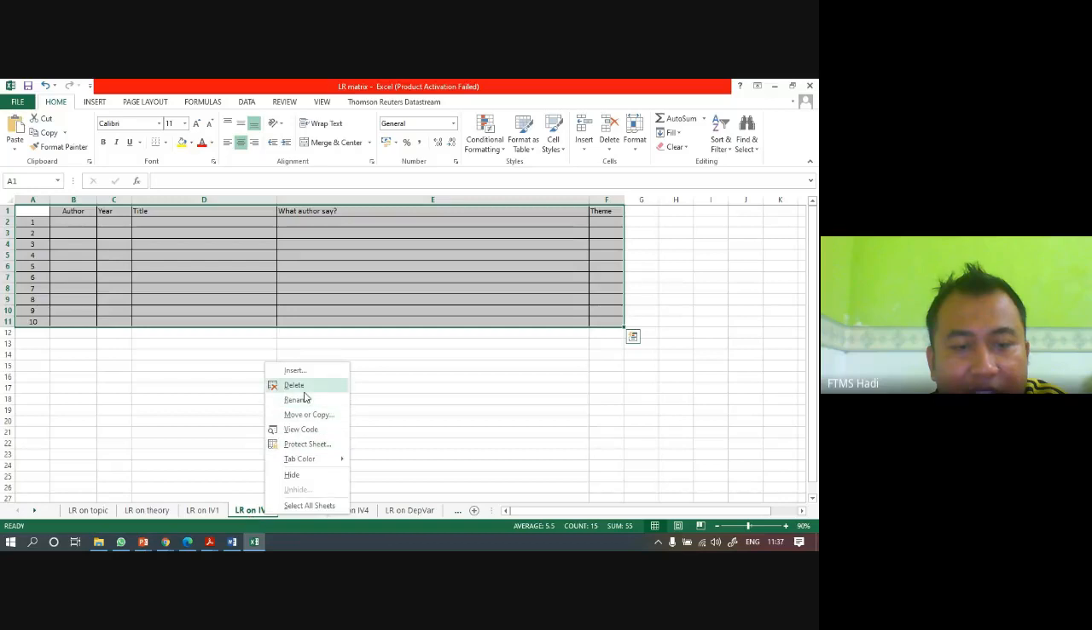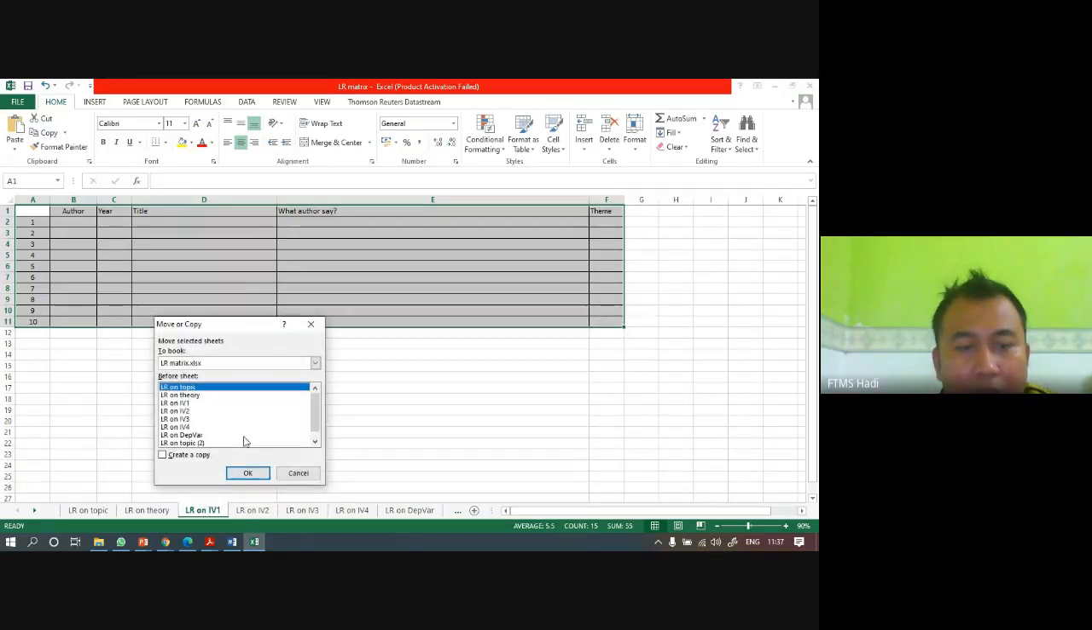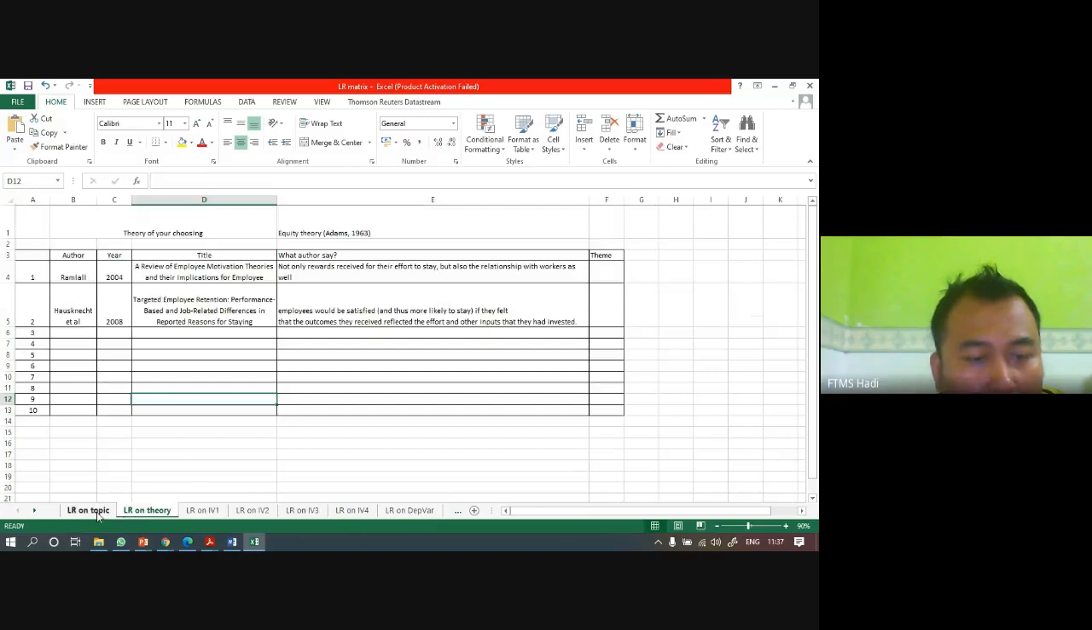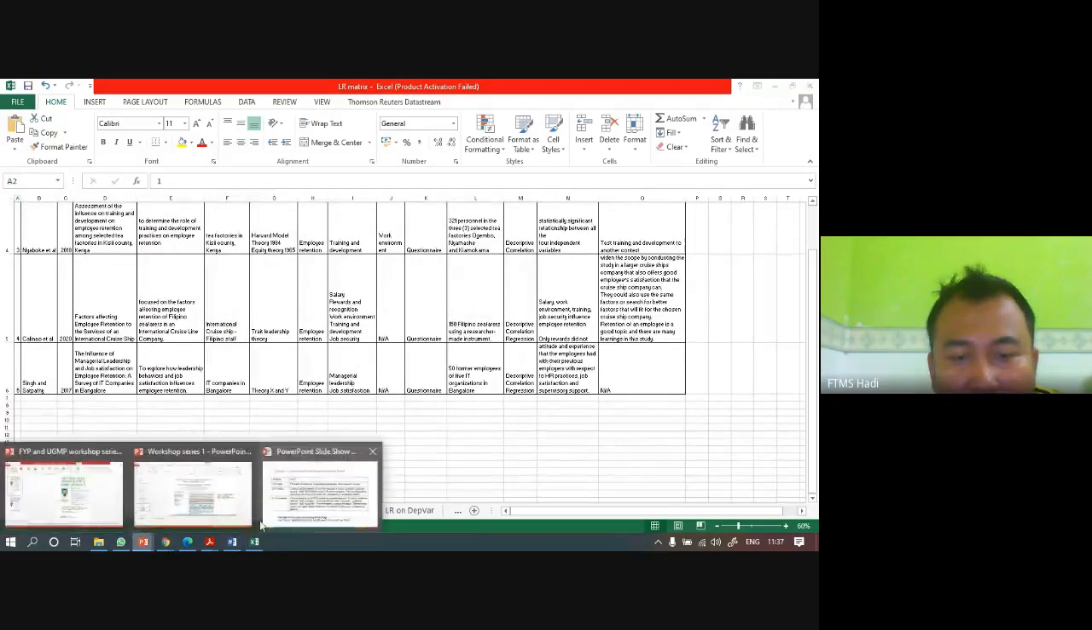Okay, how to delete is easy. Right click and then delete. If you want to duplicate, move or copy, create a copy, and then just put it anywhere that you want. Yeah. Okay. Next thing.